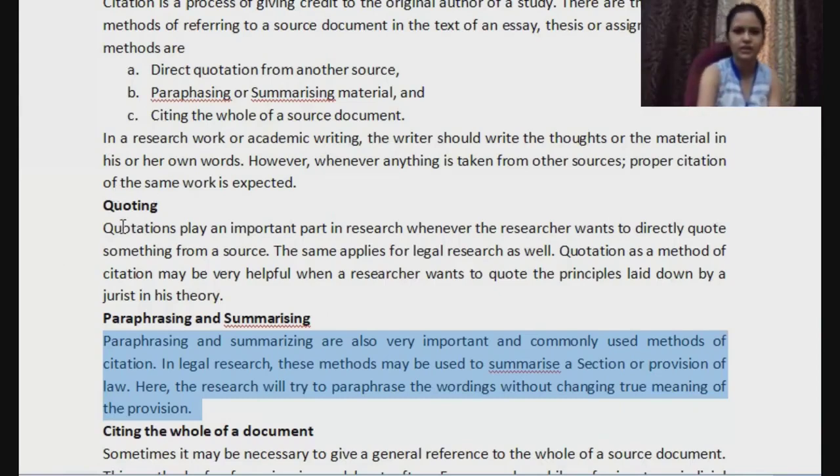What you do in quotation is, whatever someone has already said on that particular thing, we simply put it as it is, right? That is quoting. So first one is direct quotation from another source. Maybe Mahatma Gandhi had written one book where he had said certain things. We are directly quoting from that book.